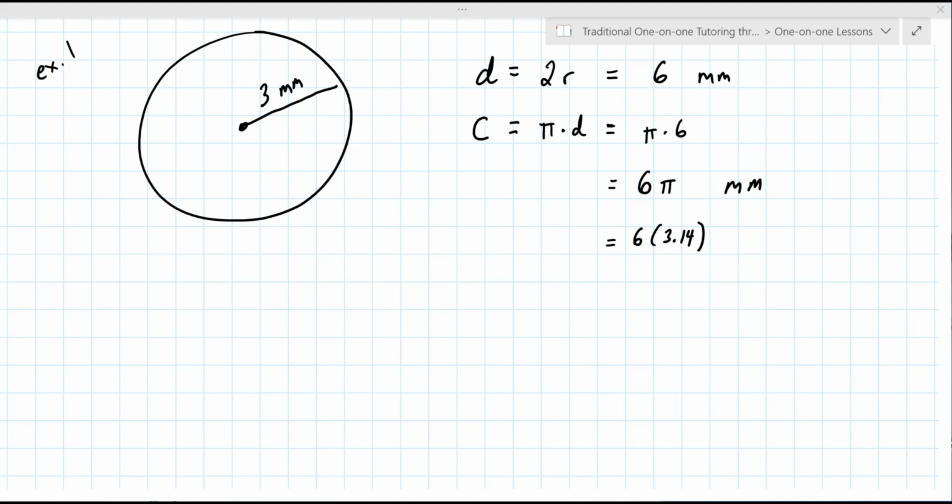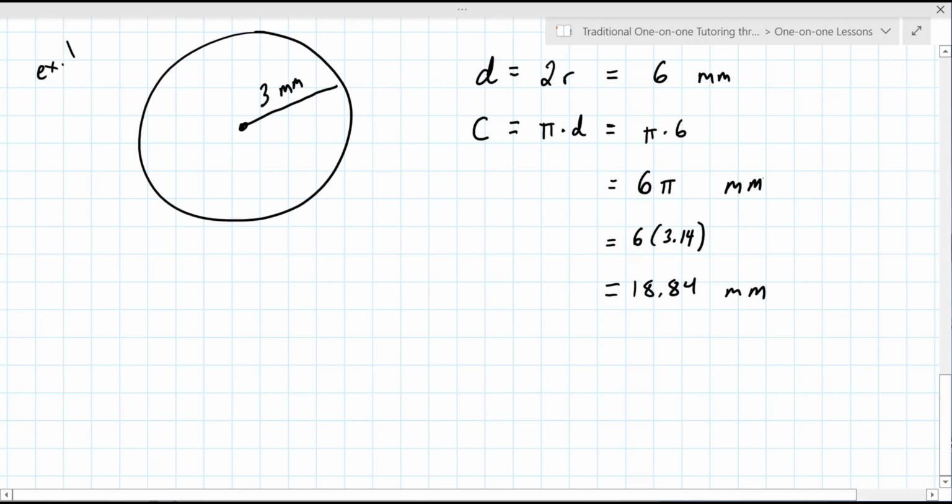It's 12.84. That is not correct. Try again, please. You've got to type in 6 times 3.14. Oh, it's 18.84. Yes. So it's 18.84 millimeters.